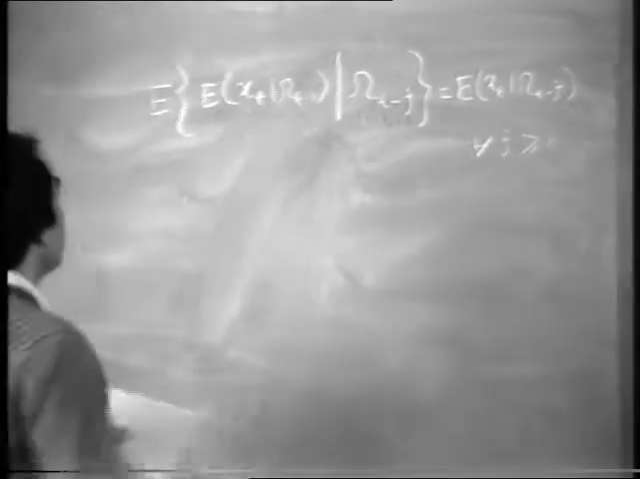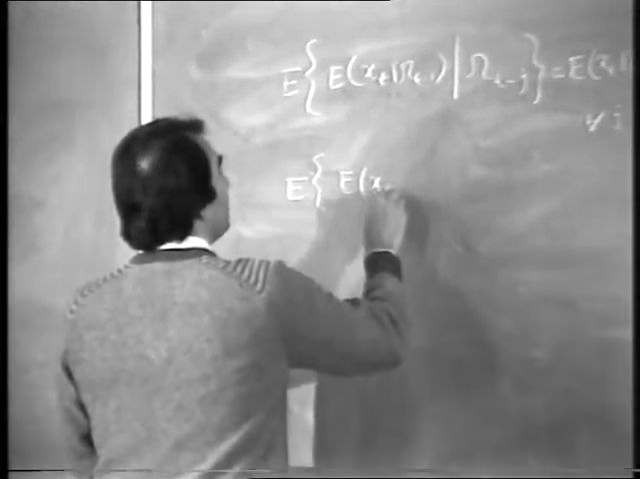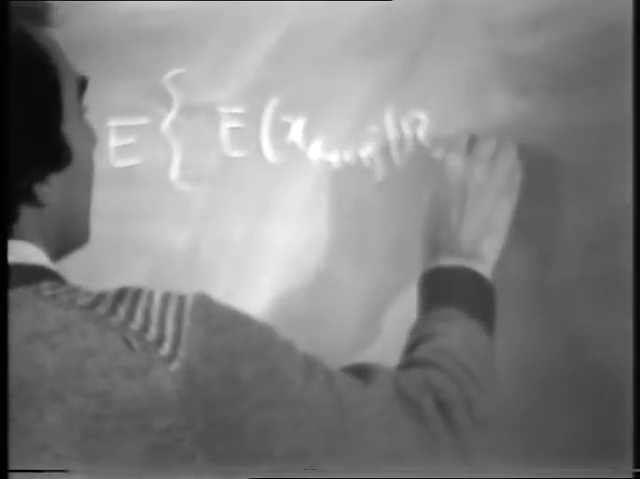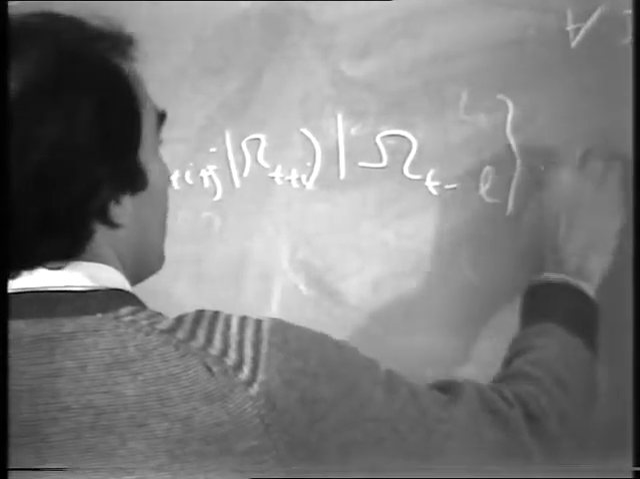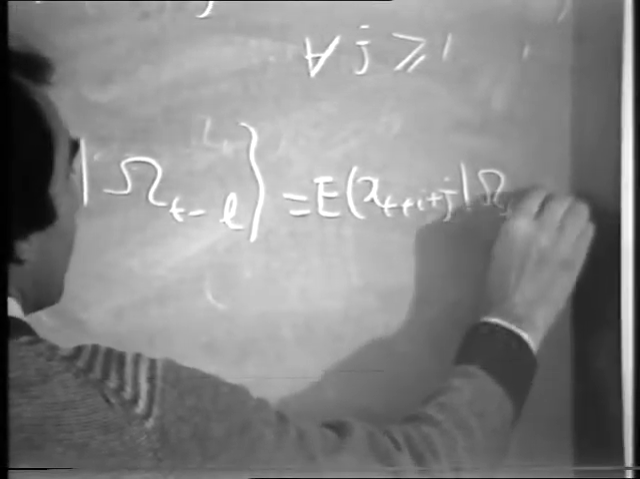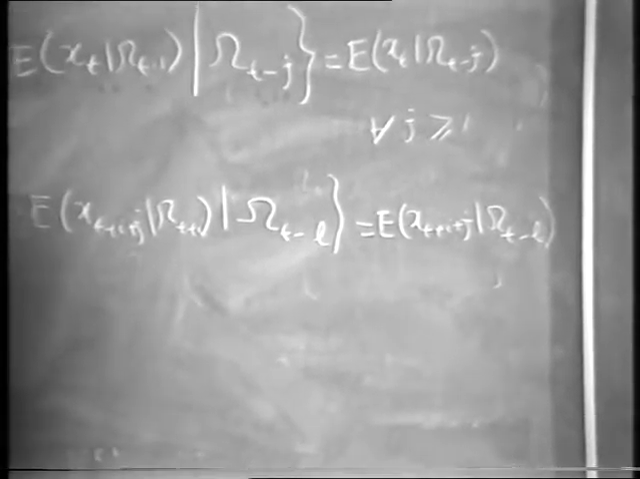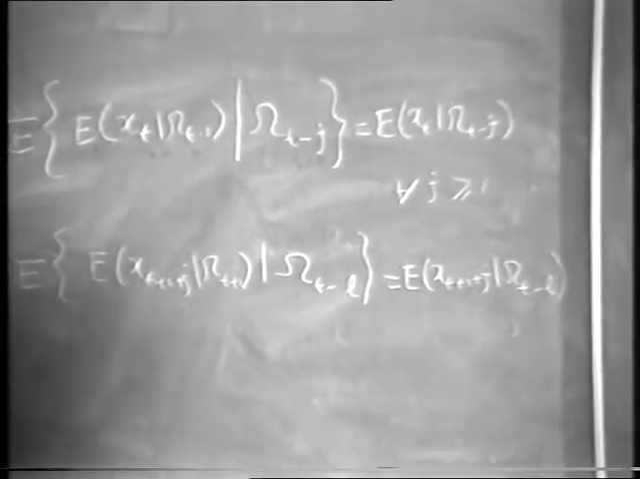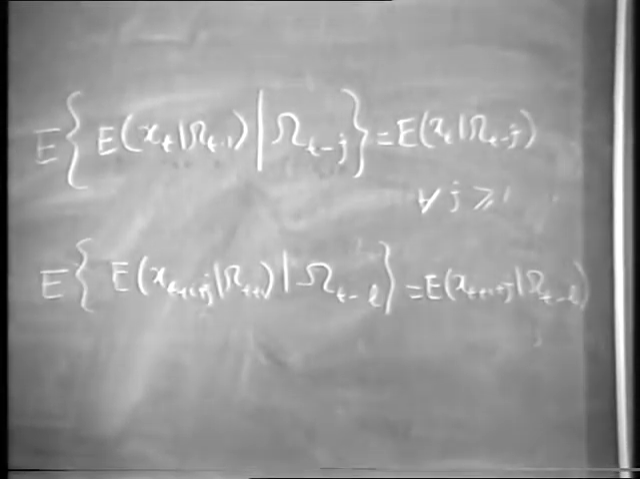You can, in fact, write a more general expression. I'll just write it for you: the expected value of the expected value of x t plus i plus j given omega t plus i, conditional on omega t minus l, is also equal to the expected value of x t plus i plus j conditional on omega t minus l. You can write that as well, for all i and j being non-negative. This is the law of iterated expectations.